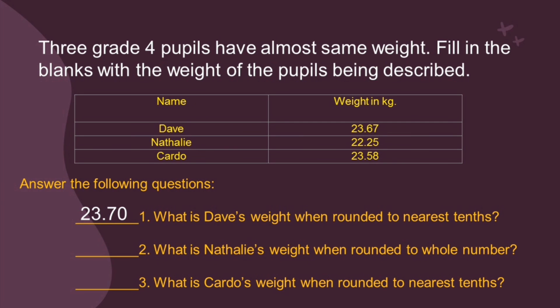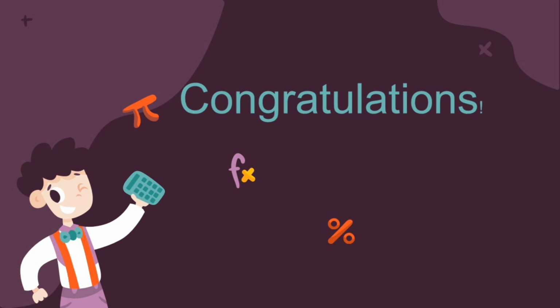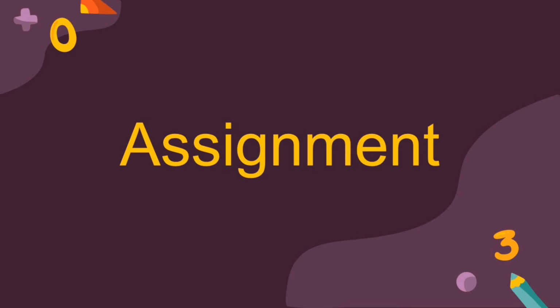23.70 is Dave's weight when rounded to the nearest tens. Correct. 22 is Nathalie's weight when rounded to the whole number. Very good. 23.60 is Cardo's weight when rounded to the nearest tens. Okay, very good. Congratulations, you are doing great.